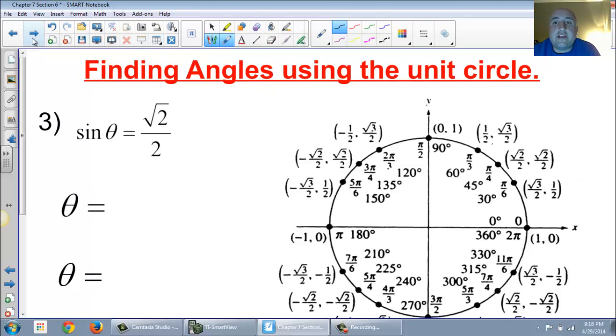Next, we can also use inverses to find angles using the unit circle. What this question is asking us is, what angle has a sine of square root of 2 over 2? A couple things we have to remember with this. Remember, sine deals with y values. So if I look at all these y values on the unit circle, which ones have a square root of 2 over 2 as my answer? I'm going to find all the ones that have a sine of square root of 2 over 2. Here's one, and the angles are 45 and pi over 4.